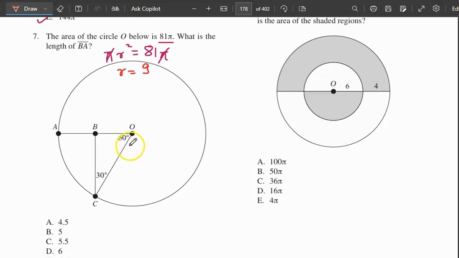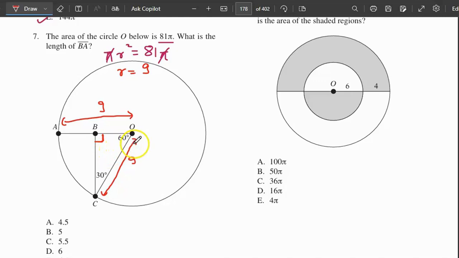Any line going from the center to circumference is basically its radius. So this is going to be the radius. And this OB is also going to be the radius. So this is 9, this is 9. And this is 60 degree, this is 30 degree. So this is going to come as 90 degree. Okay? Because 30, 60 and this is 180 minus 30 minus 60, that is basically 90.